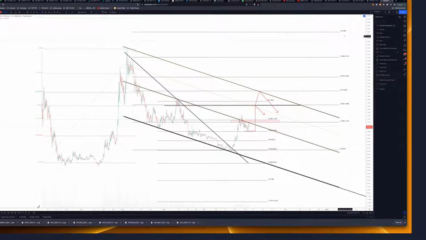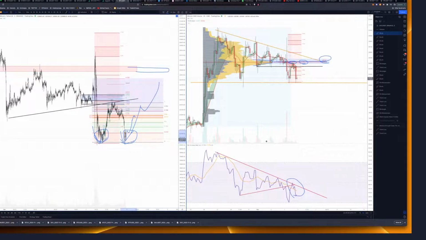All right, let's have a quick look at Bitcoin, see what it's doing.